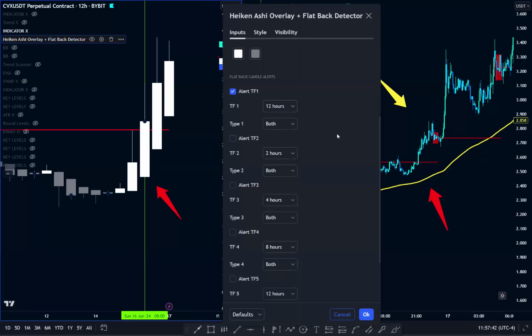So this is also a great tool to use. If you've got a few tokens that you're following, you can just set these flatback alerts, which are going to help notify you when we get flatbacks in the market, which is also going to help you be able to determine these directional biases and figure out how that works.